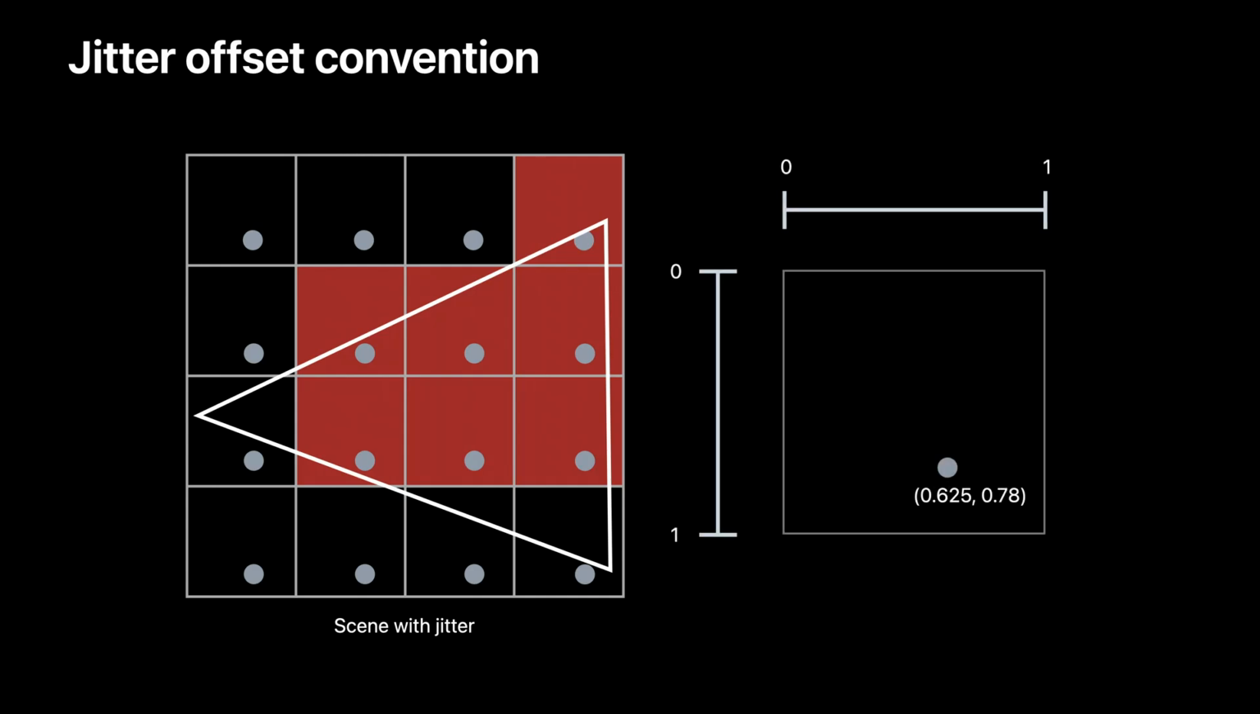On the right is a zoomed-in view of a pixel. The sample is located at 0.625, 0.78. The pixel center is represented by the orange dot. It is located at 0.5, 0.5. In this example, the jitter offset is -0.125, -0.28. Note that jitter offsets are always in the range of -0.5 to 0.5.